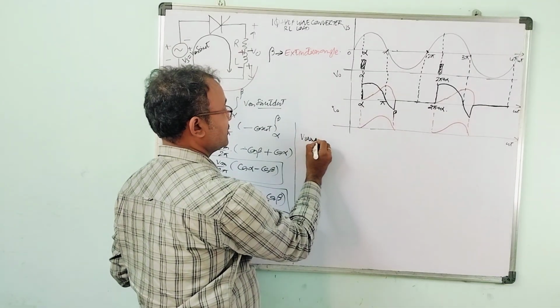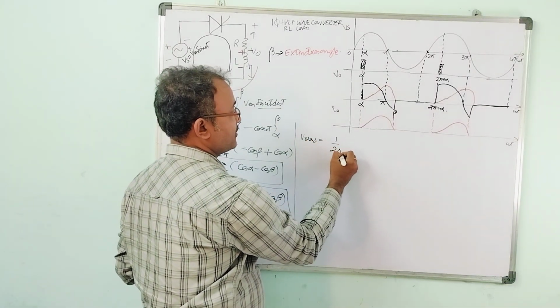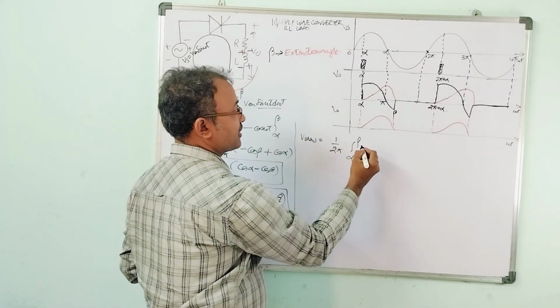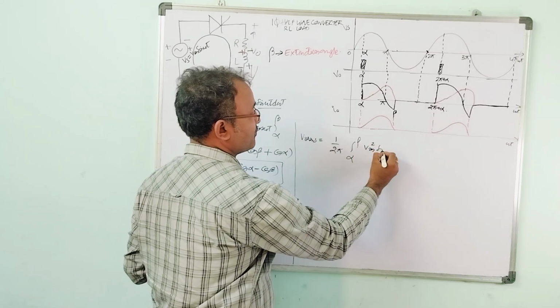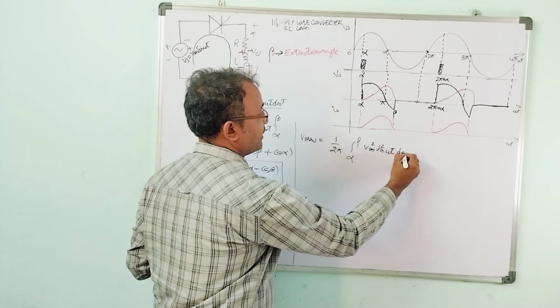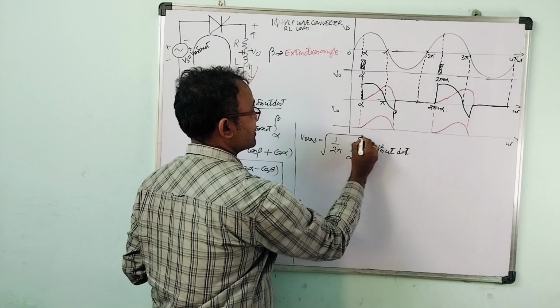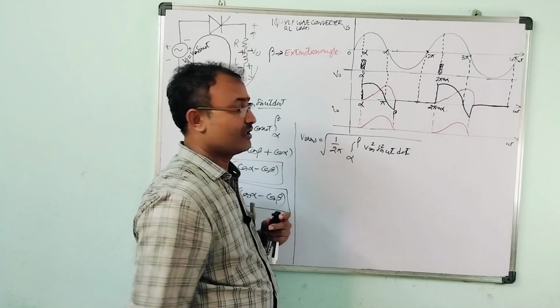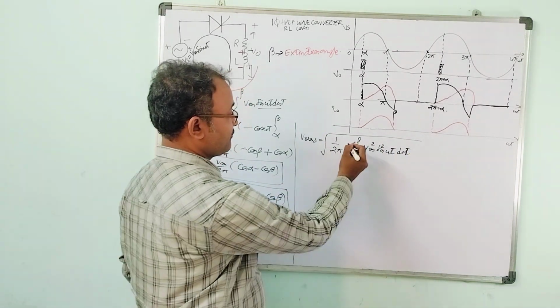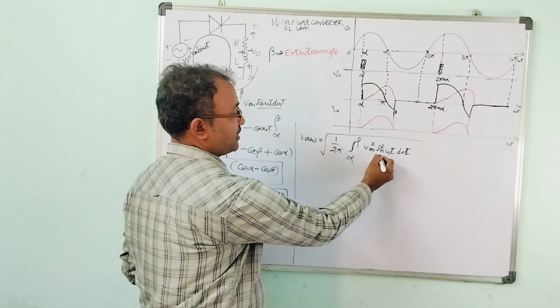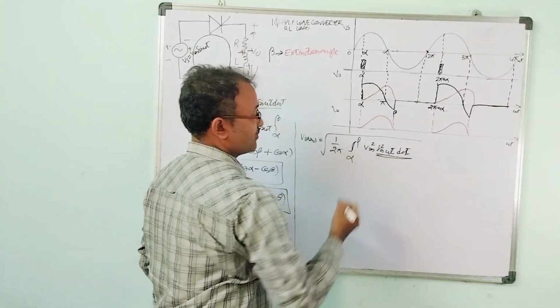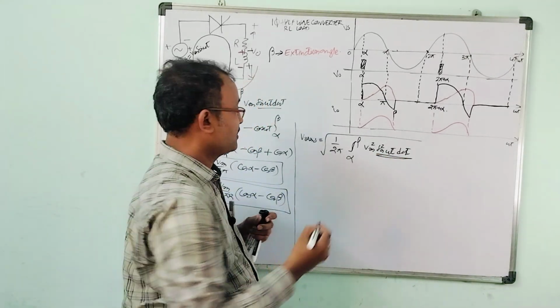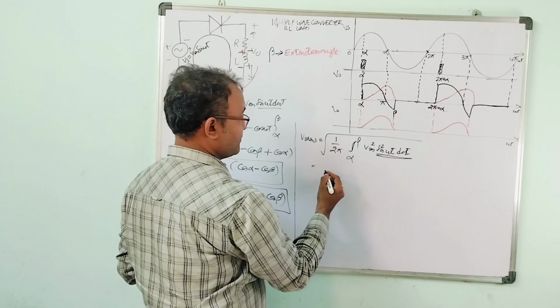V0 RMS equals 1 divided by 2 pi times the integral with limits from alpha to beta of Vm square sin square omega t d omega t, under the square root of 1 divided by 2 pi. The limits are from alpha to beta. We have already done this derivation for the resistive load, and the term is going to be the same. Only the limits will be changing.